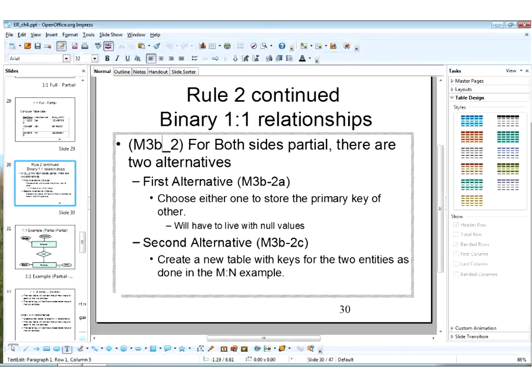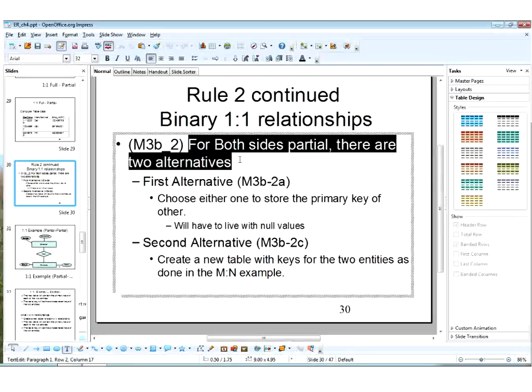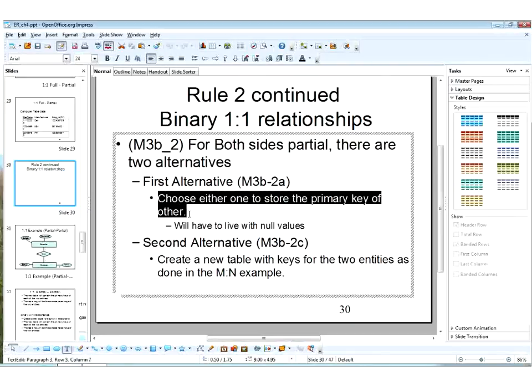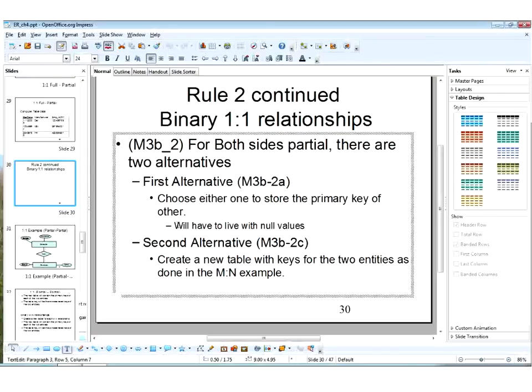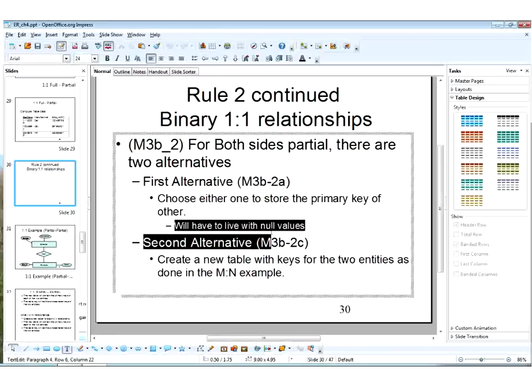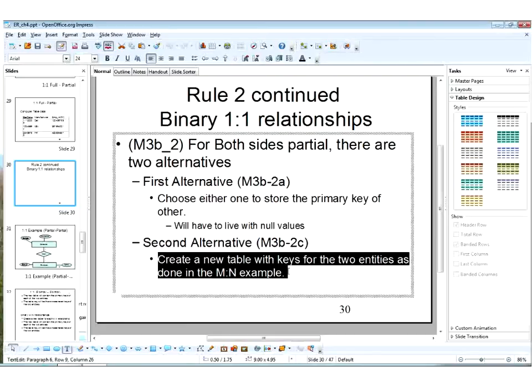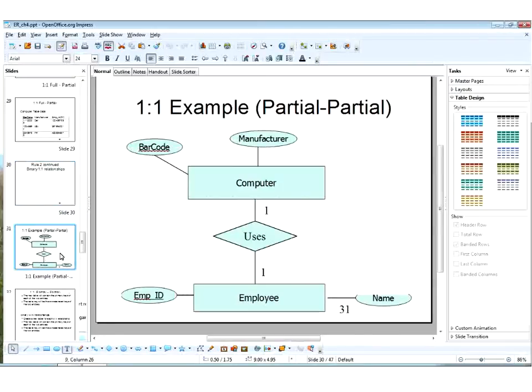Okay. So now part 2 says if both sides are partial, you can just say, hey, it doesn't matter. I'll go ahead and choose eeny, meeny, miny, mo. You can choose either one to store the primary key of the other. It's not really a good policy there because we will have some null values. Okay? What you can do instead, and what I'd like you to do, is to go ahead and treat it as for M to N. You just create a whole new table with the 2 keys in it. Okay? So here's partial to partial.